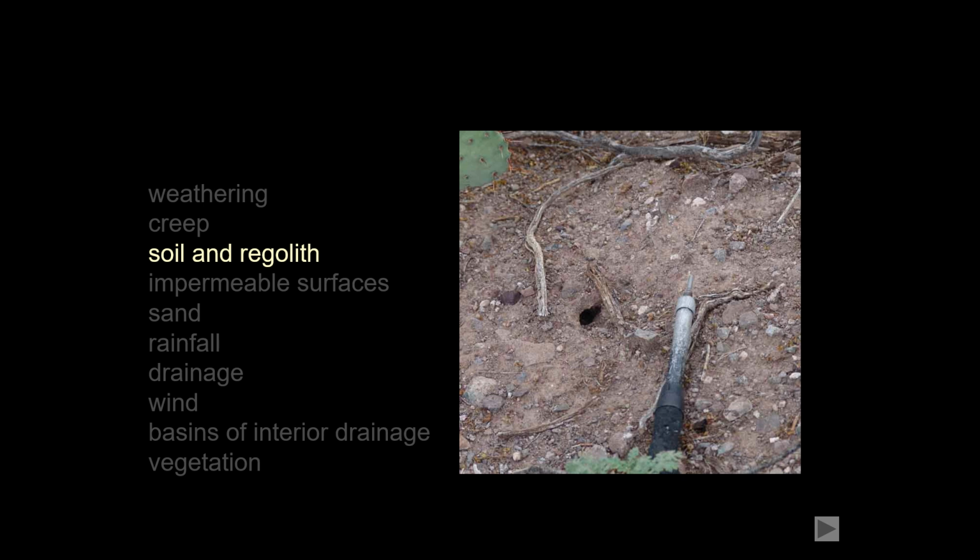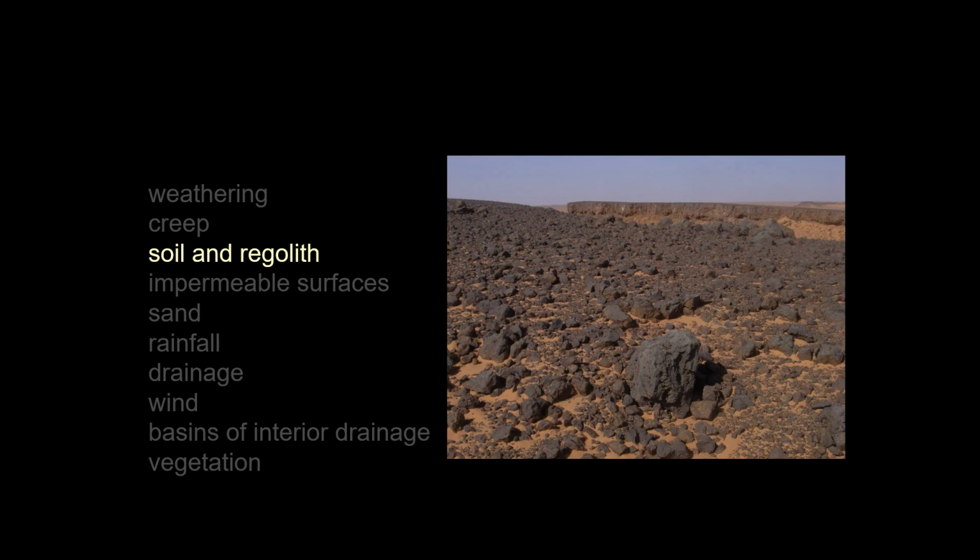Some other characteristics: soil and regolith. Regolith is that sort of transition material between solid bedrock and soil. It's sort of an in-betweener kind of material. So you might think of it as soil in development. And then we have surfaces like this in some arid regions, just rocky surfaces where many of the lighter materials have been picked up and carried away.